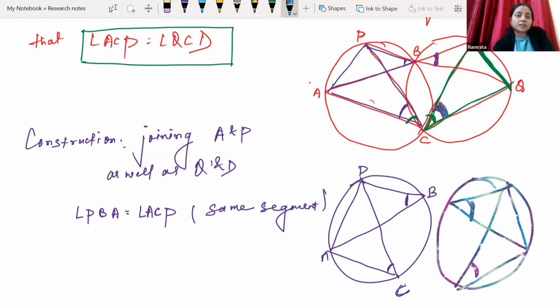Okay, let's take that. So this is equation number 1. Okay, I am writing that angle QBD is equal to angle, just a second.